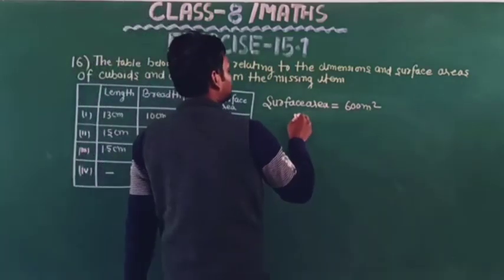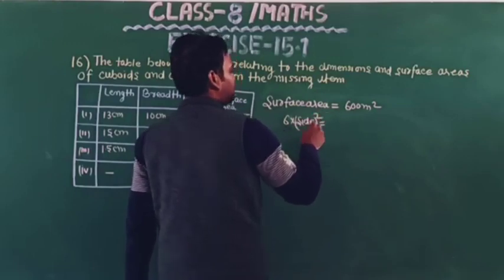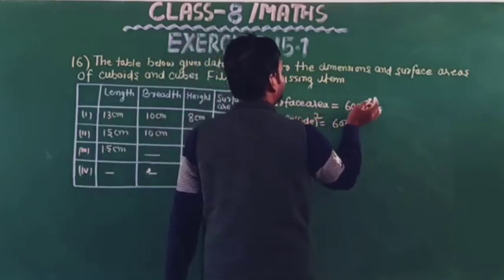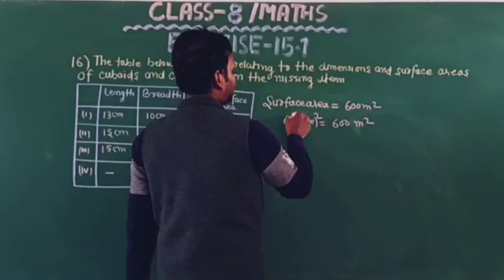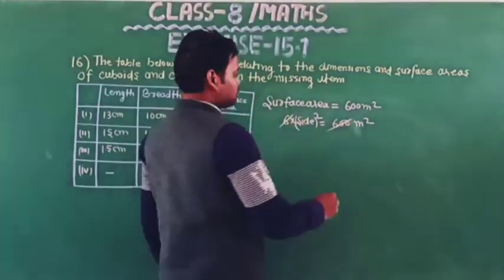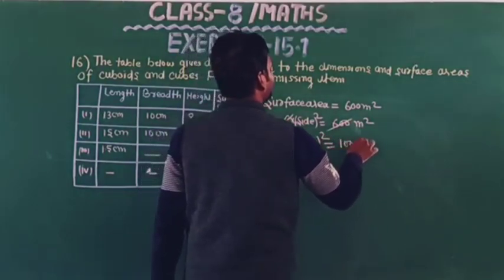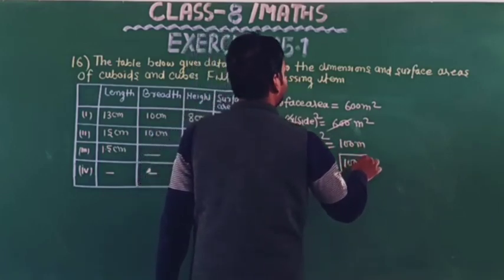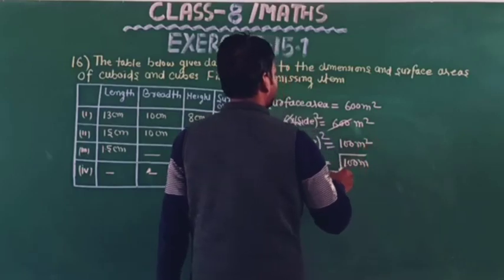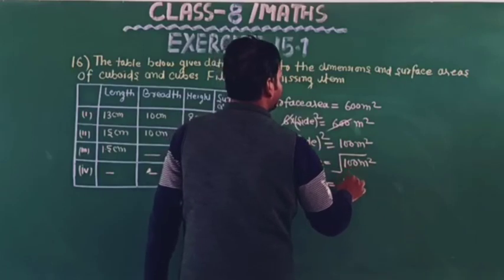So we know the surface area of a cube is 6 into side square. 6 into side square equals 600 meter square. So we can cancel 600 by 6. So we will get side square equals 100 meter square, and side equals square root of 100 meter. Okay, this is 100 meter square, and the value of the side equals 10 meter.